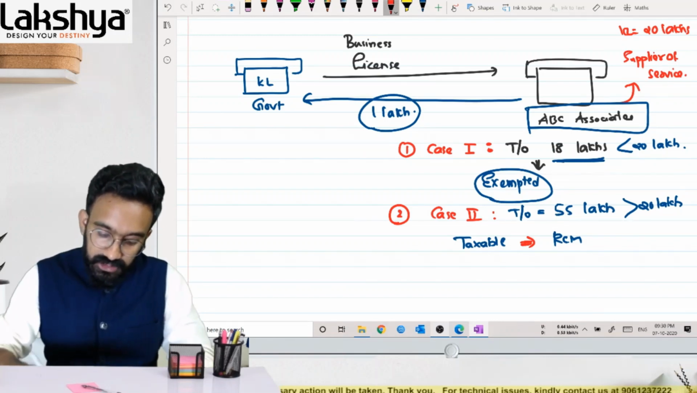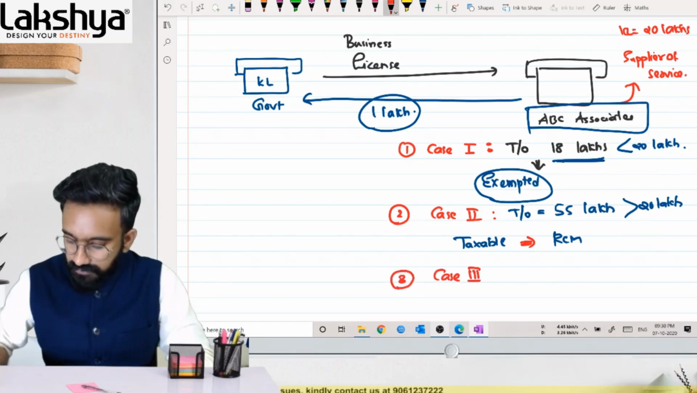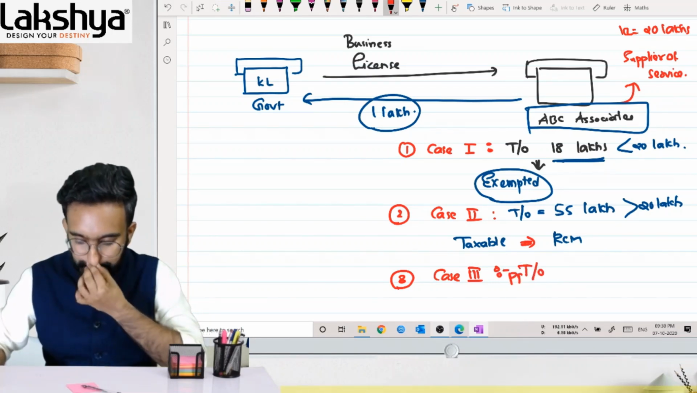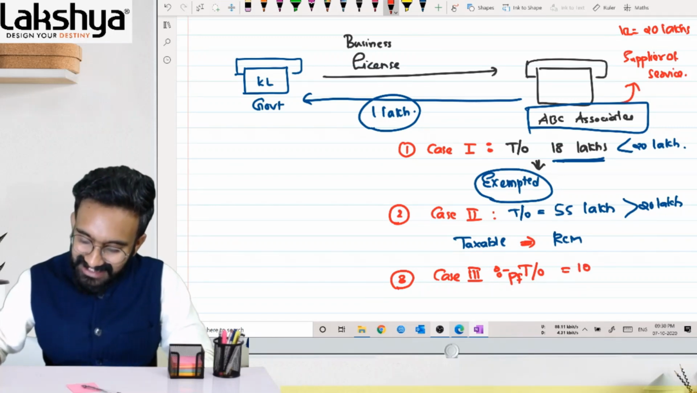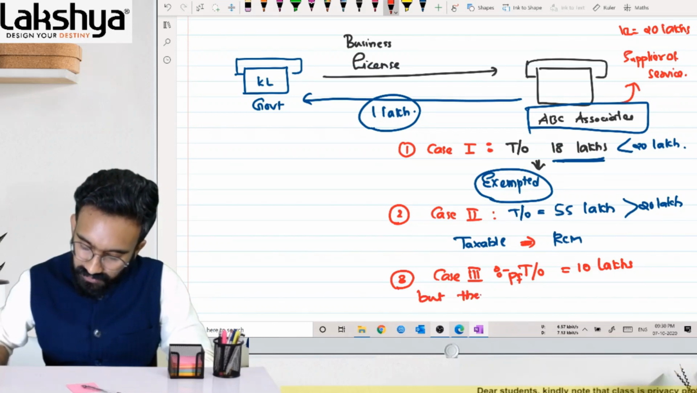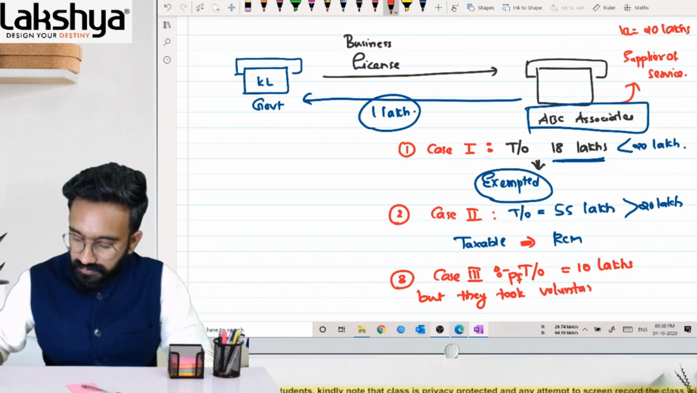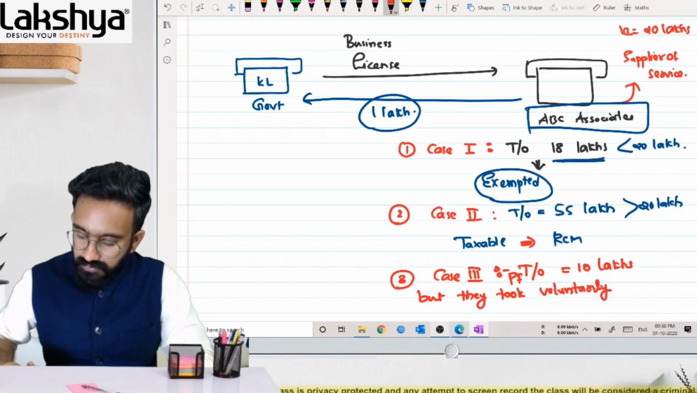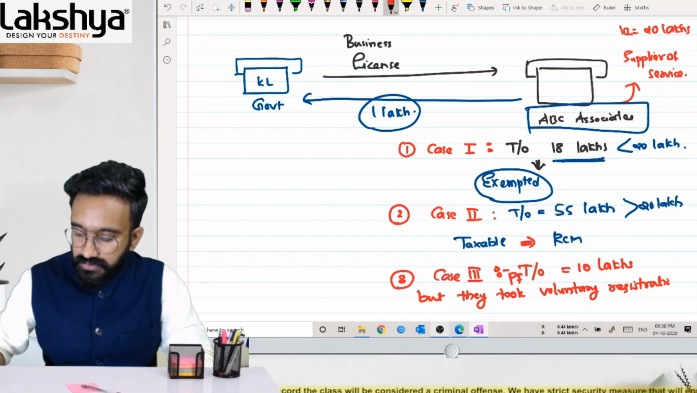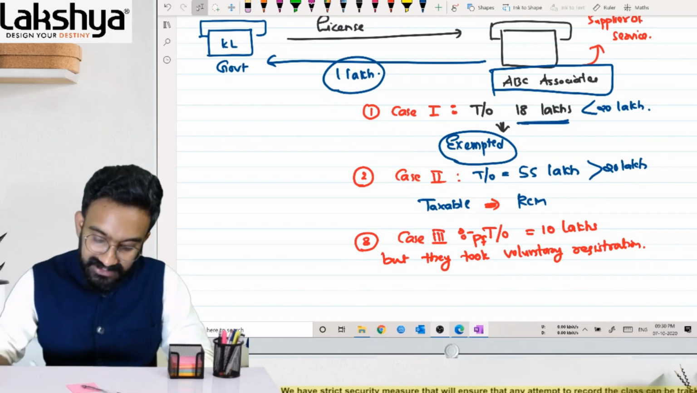Now, case 3. I'm going to add one more case. Carefully follow this. This is going to be a cracker for you. Their previous year turnover is 10 lakhs, but they are voluntarily registered. They took voluntary registration. Whether it is taxable or exempted, it is still exempted. This is the point.